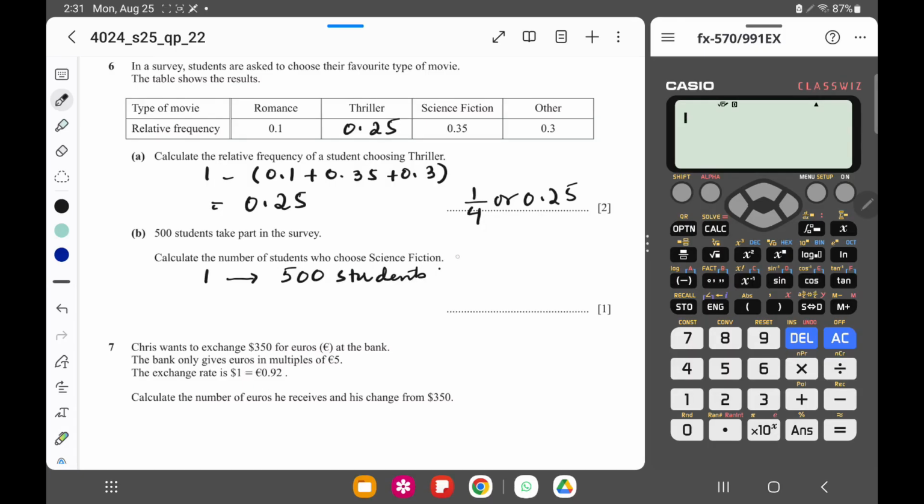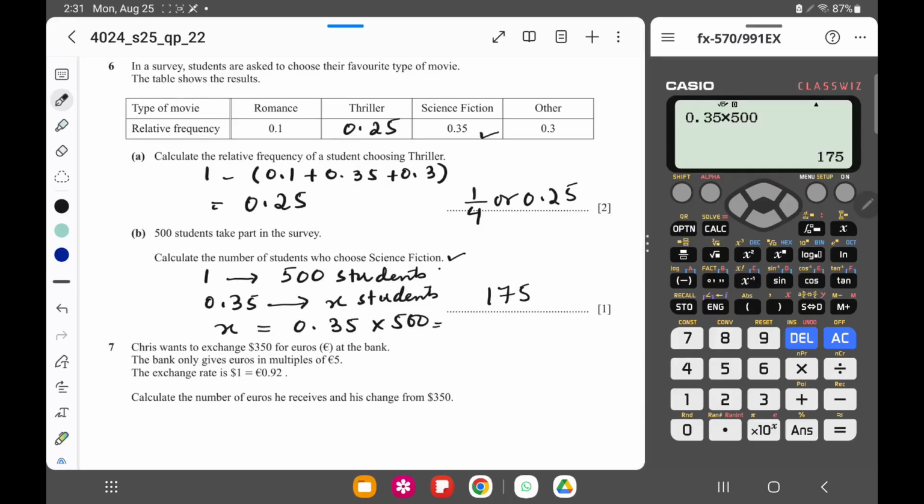And they are talking about science fiction. For science fiction we have 0.35 as the relative frequency, and x students, which is the question. Simply cross multiply, then you just have to find the number of students. 0.35 multiplied by 500, so just do 0.35 times 500, that is the number of students you will get, that is 175 students who choose science fiction.